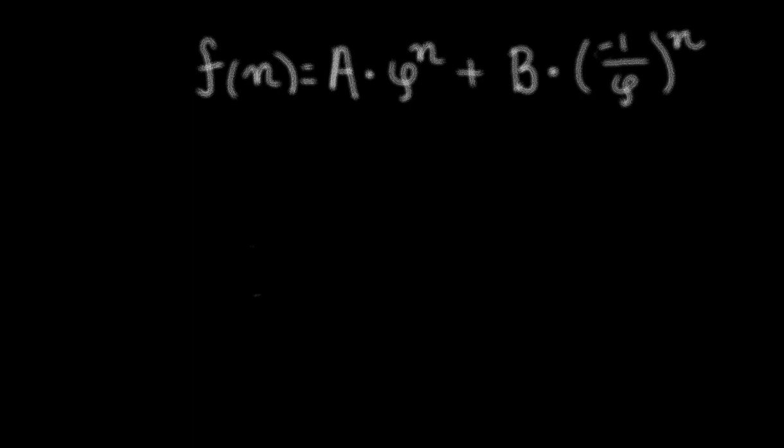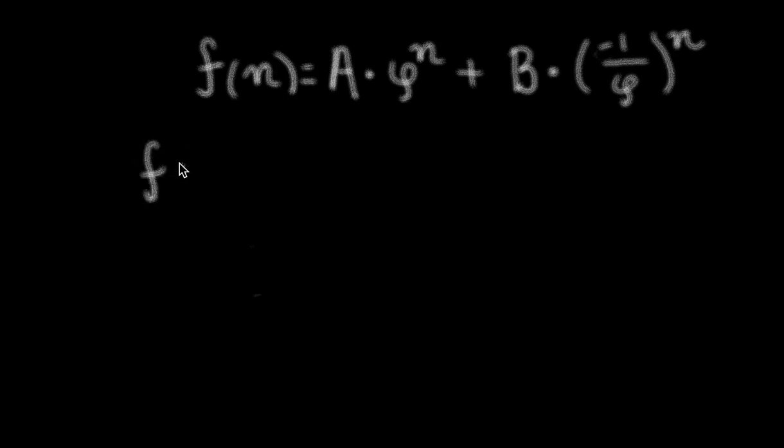Okay, so I have a big claim, and the claim is that the formula for the nth Fibonacci number is of this form: A times phi to the n plus B times (negative 1 over phi) to the n. Now, why do I think this is true? Well, based on our previous conversation about phi and negative 1 over phi being solutions to the equation x squared minus x minus 1 equals 0, it should be clear that any linear combination of them will satisfy the recursive formula for the Fibonacci numbers.